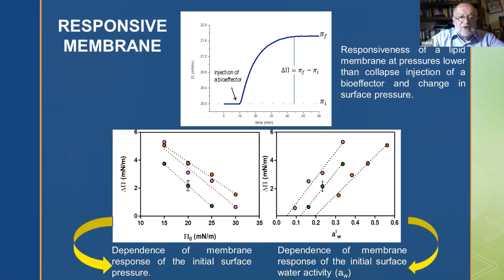for instance, at a surface pressure of 20 millinewton per meter, the injection of a bioeffector underneath the monolayer, and we have a response of the lipid membrane, and this response is proportional to the initial surface pressure. We can take the difference between the final surface pressure and the initial surface pressure, and we plot it, in terms of delta pi, against the initial surface pressure, and we can see that the response decreases linearly with the initial surface pressure.